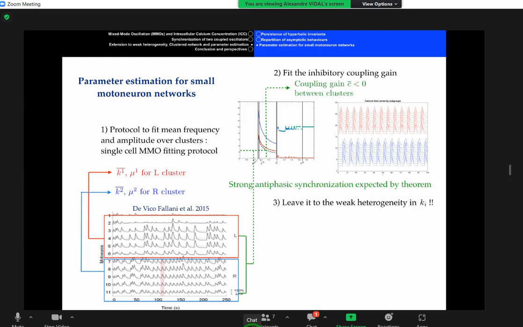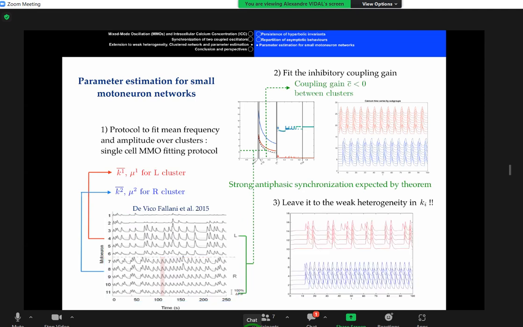At the end, what we want is to have this heterogeneity. We leave it to the weak heterogeneity in the Ki. And what we obtain is something that represents quite well the qualitative behavior and even some kind of quantitative behavior in the motoneuron networks using our model with a few neurons.